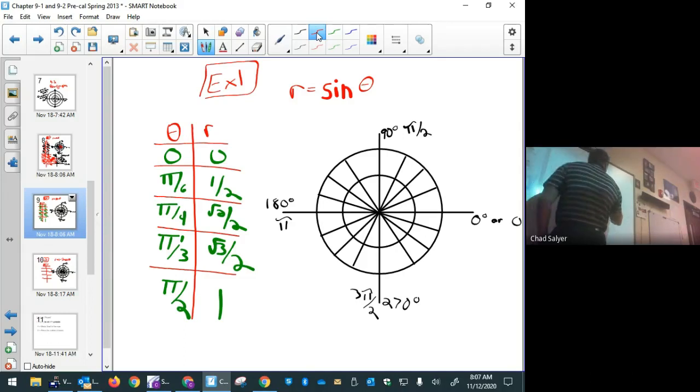All right, so 0, 0 is here. And then pi over 6 goes to 1/2. That's about there. Pi over 4 goes to radical 2 over 2. Remember, that's about 0.7. Pi over 3 goes to square root of 3 over 2. Remember, that's like 0.8 something. And then pi over 2 goes to 1. So once again, see how that's a little semicircle?